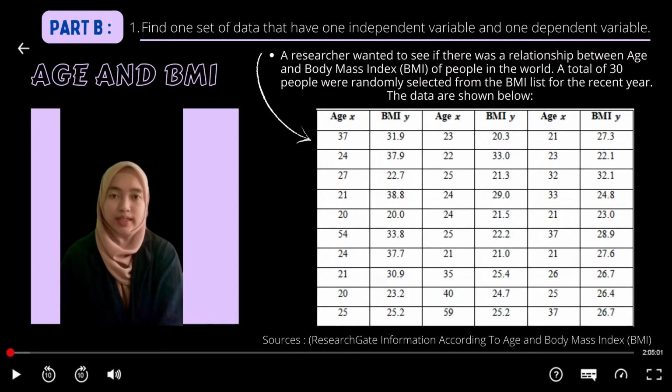A researcher wanted to see if there was a relationship between age and body mass index, BMI, of the people in the world. A total of 30 people were randomly selected from the BMI list for the rest of the year. The data below indicates 30 random ages were selected with different BMI for each age in order to complete this report. This data is sourced from ResearchGate with the title Information According to Age and Body Mass Index BMI.